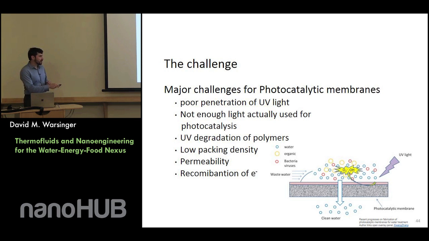So we've kind of shown an example here. UV light coming in, it's kicking off this radical, it's breaking down the bacteria, viruses, organic pollutants, and only pure water comes out.